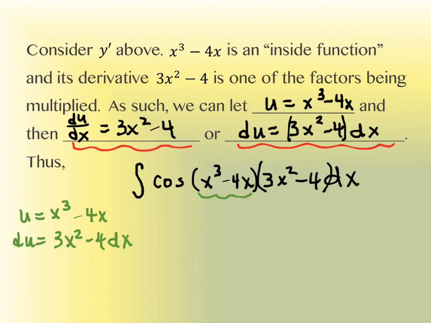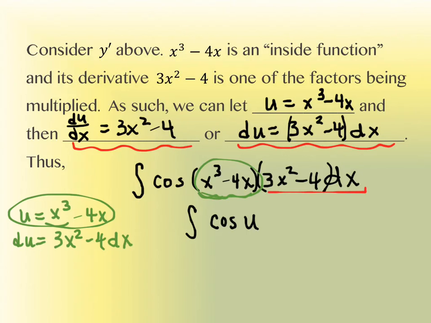And then what we do is we do substitution. So we come over here and we say, all right, this piece, u, is equivalent to x cubed minus 4x. So instead of writing cosine of x cubed minus 4x, I'm going to write cosine of u, because they're equivalent. It's just another name for it. And then the 3x squared minus 4 dx is equivalent to du. So all of that gets replaced with du.